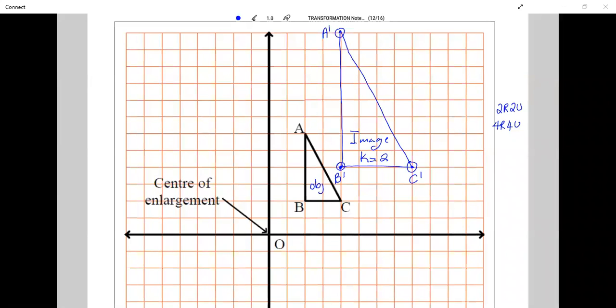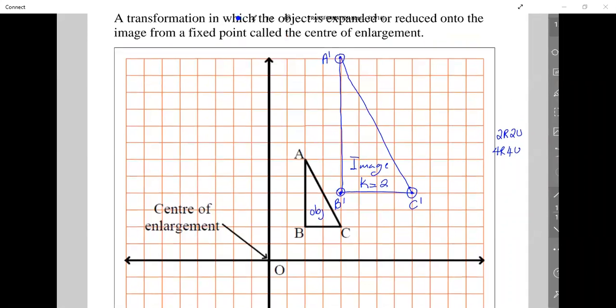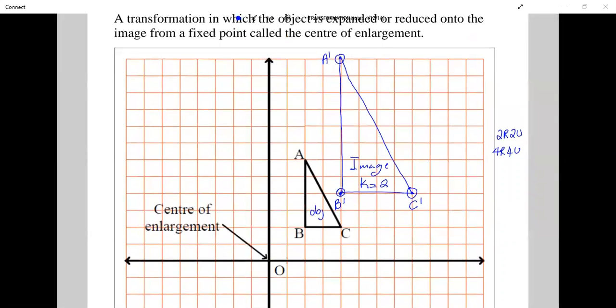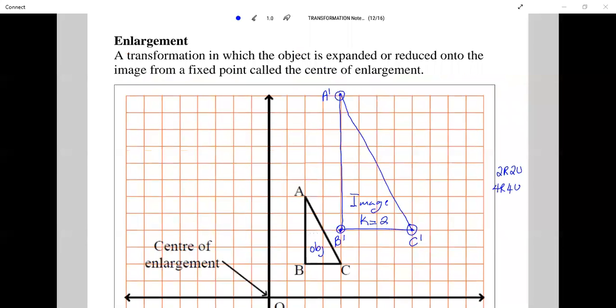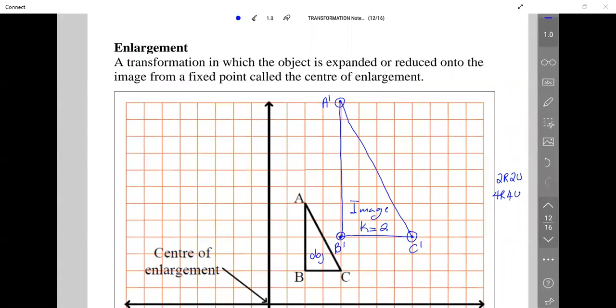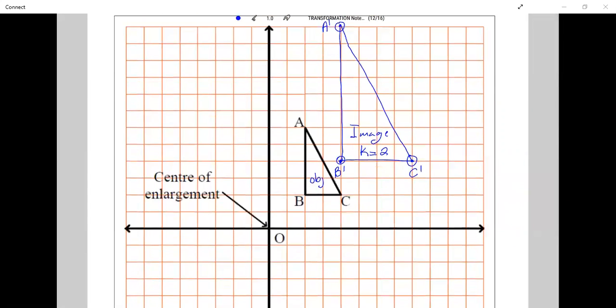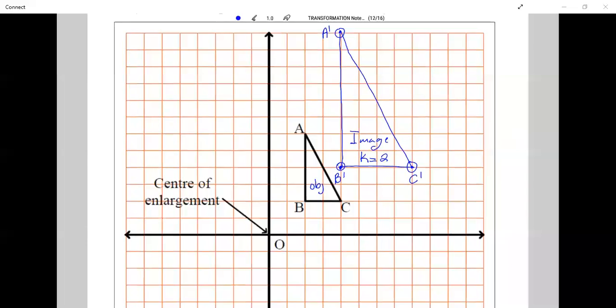All right, the next thing we're going to do is an enlargement, center the origin, and scale factor minus a half. Sometimes this thing just behaves like it hates me. I'm trying to erase something. So I'm going to now do an enlargement, center the origin, and scale factor minus a half. When the scale factor is negative, the object and the image would be on opposite sides of the center of enlargement.